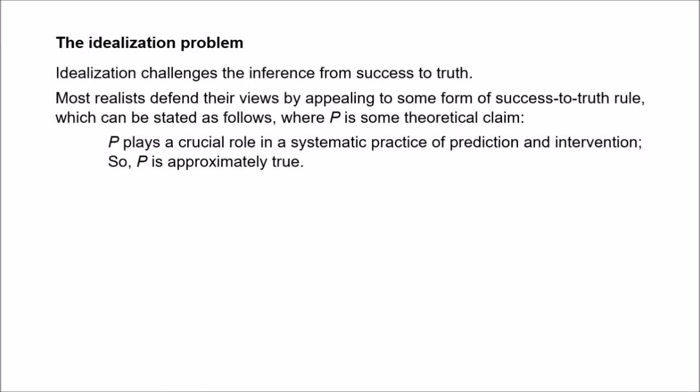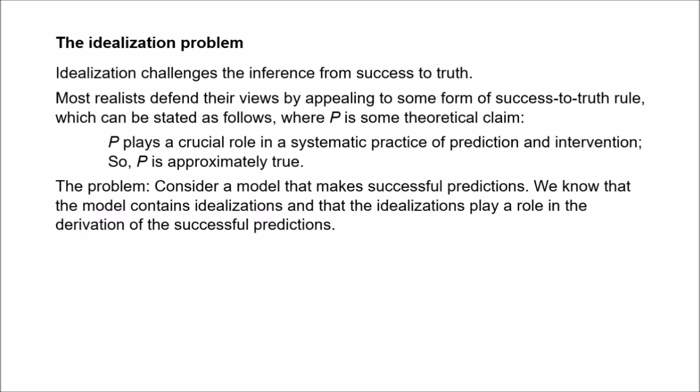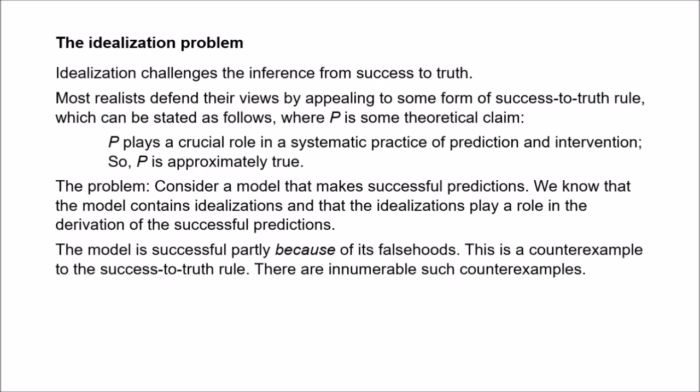It should be obvious what the problem is. Consider a model that makes successful predictions. It doesn't matter exactly how the model is successful actually, but for simplicity, let's assume that what's impressive about it is that it makes correct predictions. Now we know, first, that the model contains a host of idealizations, and second, that the idealizations involved in the model play a role in the derivation of the successful predictions. The model is successful precisely because there are falsehoods contained in it. So we can't in general infer from success to truth. Idealization provides innumerable counterexamples to the success to truth rule. And obviously this argument can be applied no matter what type of success the realist takes to be epistemically relevant.